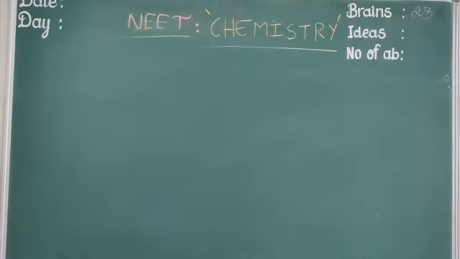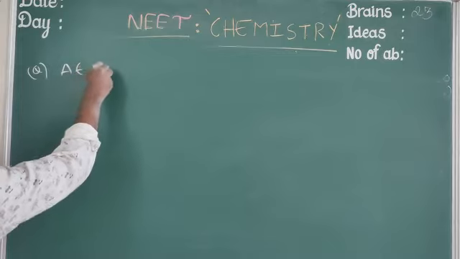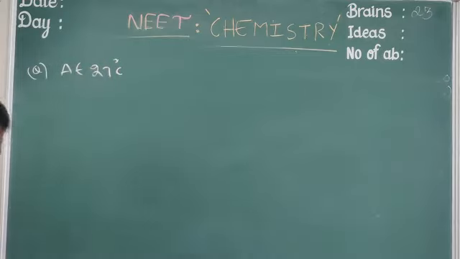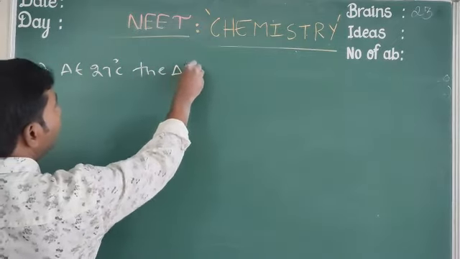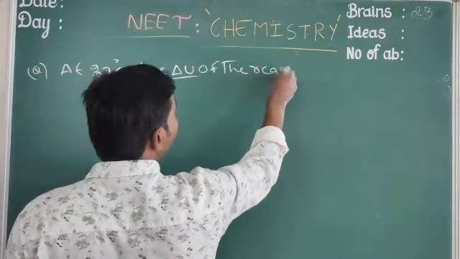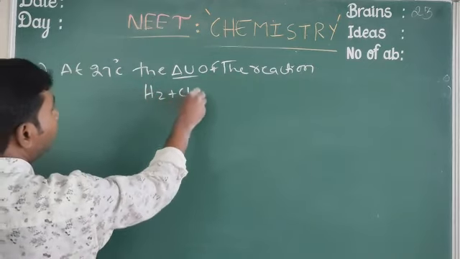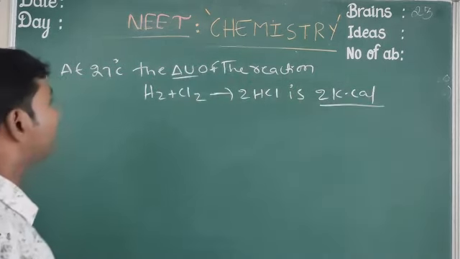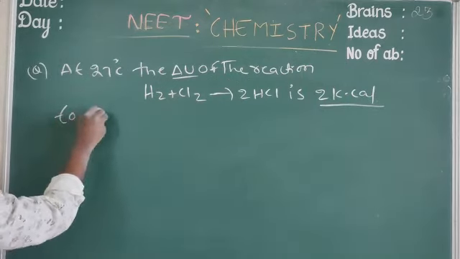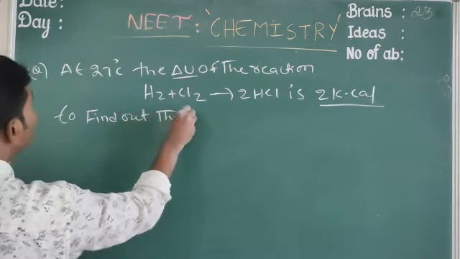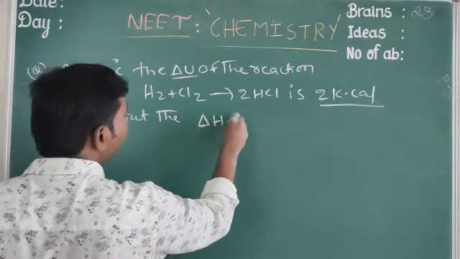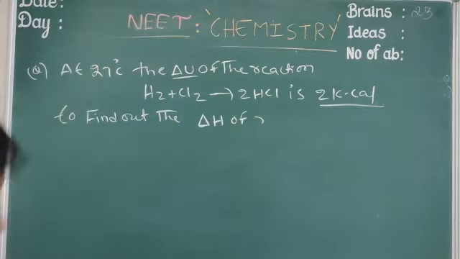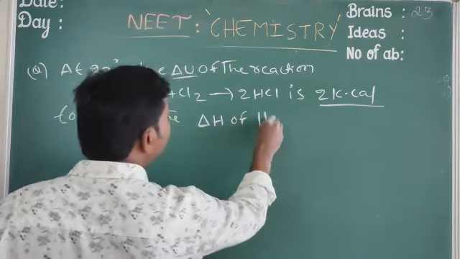Next, another problem. At 27 centigrade, the internal energy change of the reaction H2 plus Cl2 gives rise to HCl is 2 kilocalories. To find out del H of the reaction.